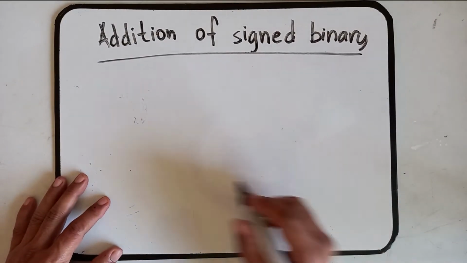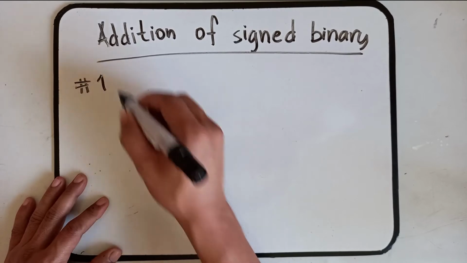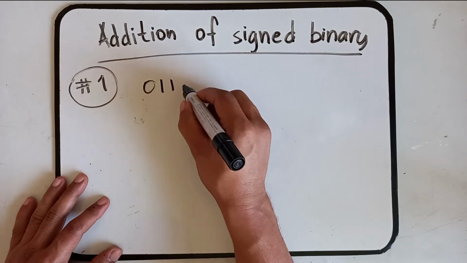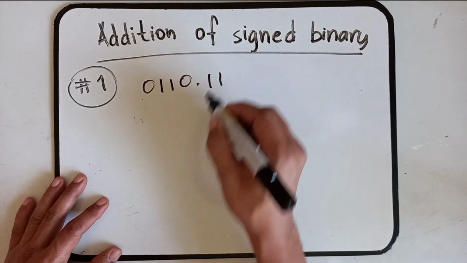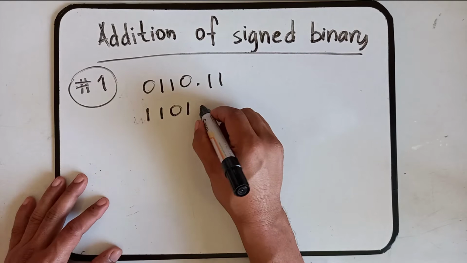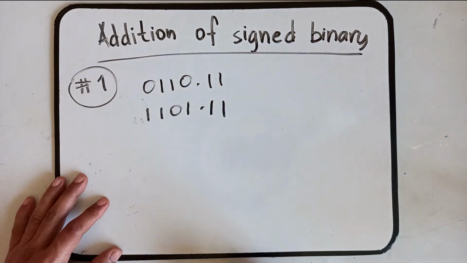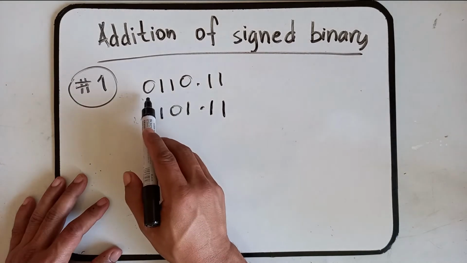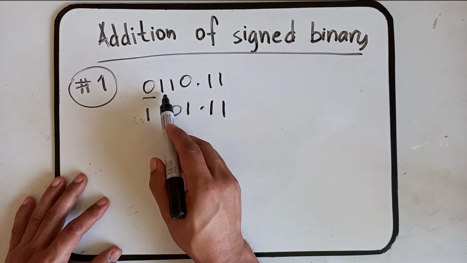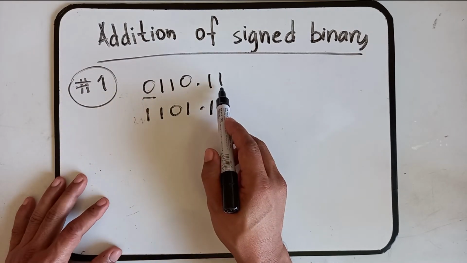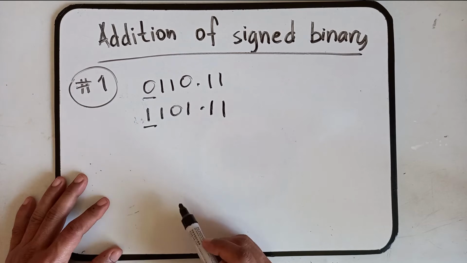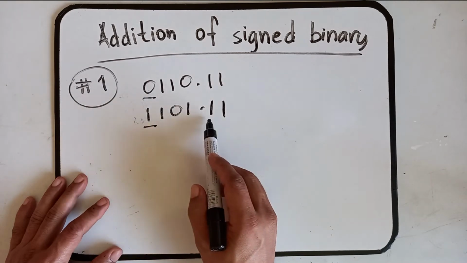Okay, so let's move on. Let's take this example. Let's say we have this first problem: number 1, 0110.11, and then 1101.11. Looking at the sign bit of the first given, we have a 0, so this shows that this is a positive number. For our second given, looking at the sign bit, which is this one, this shows that this given is negative.